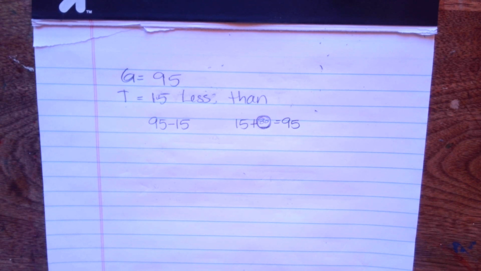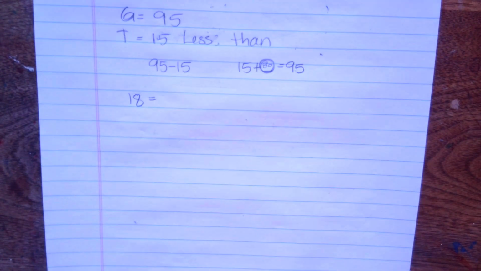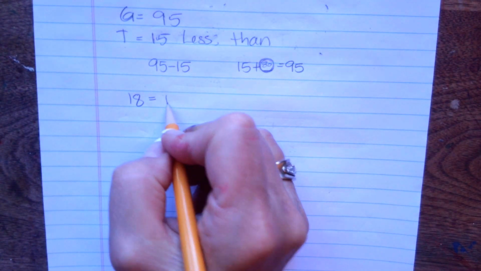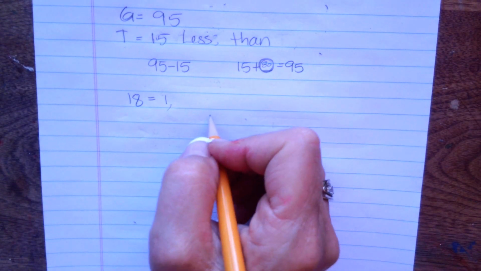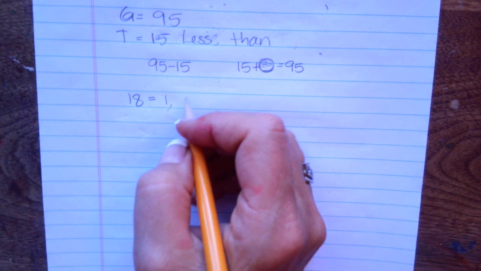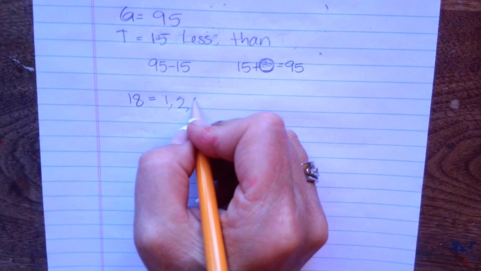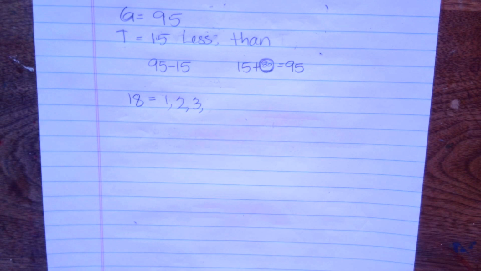Okay, number 2, factor pairs for 18. So what we're going to do for this one is we write the number, and then we look at all the numbers that can be divided into 18. Can 1 be divided into 18? Yes. Can 2? Yes. Can 3? Yes. How about 4? No, because there's no such thing. 4 times 2, 4 times 3, 4 times 4, 4 times 5. None of those are going to equal 18.